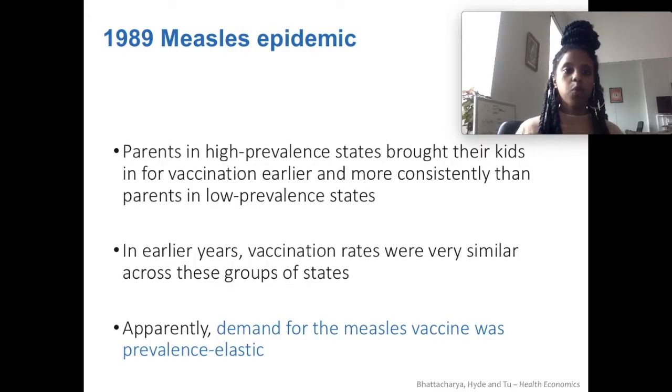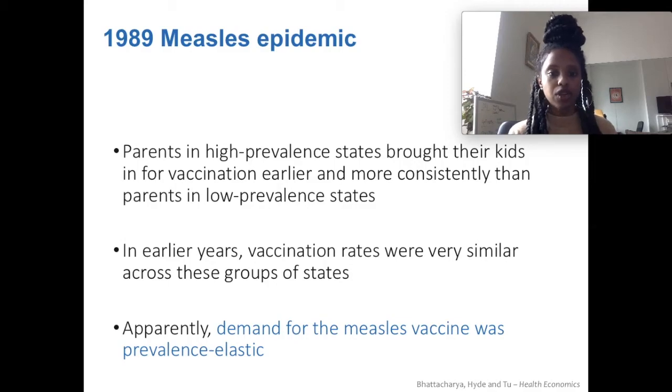So what you end up finding is the latter. There was a positive prevalence elasticity. Parents in the higher prevalence states like Texas started bringing their kids in for vaccines much earlier and more consistently than the parents in the low prevalence states. At first, though, in the earlier years, the vaccine rates were pretty similar. So it's not like people in Texas just love vaccines necessarily. It's more so that they were responding to the growing prevalence in their state, which suggests that the demand for that measles vaccine was prevalence elastic.